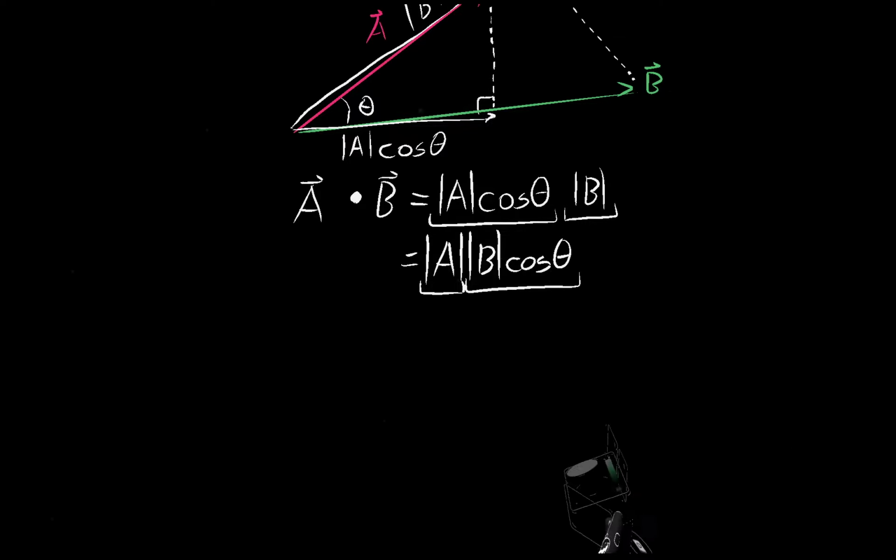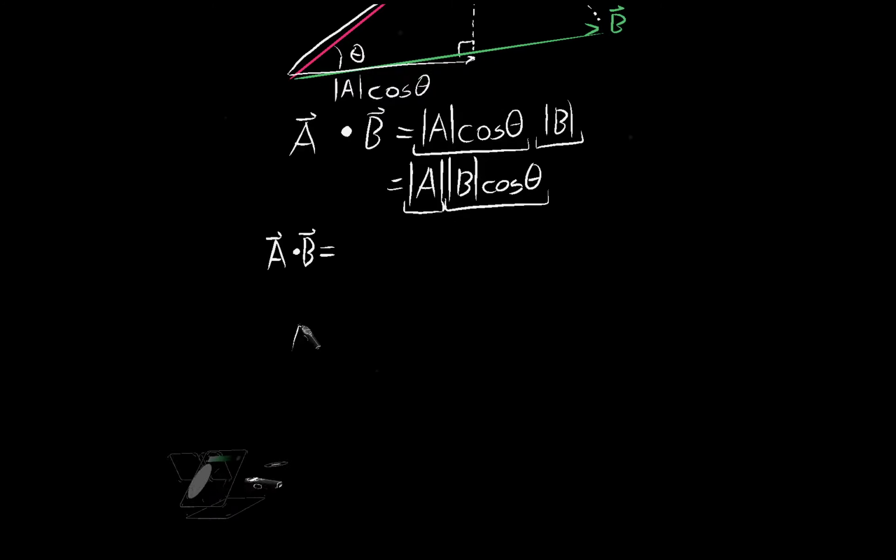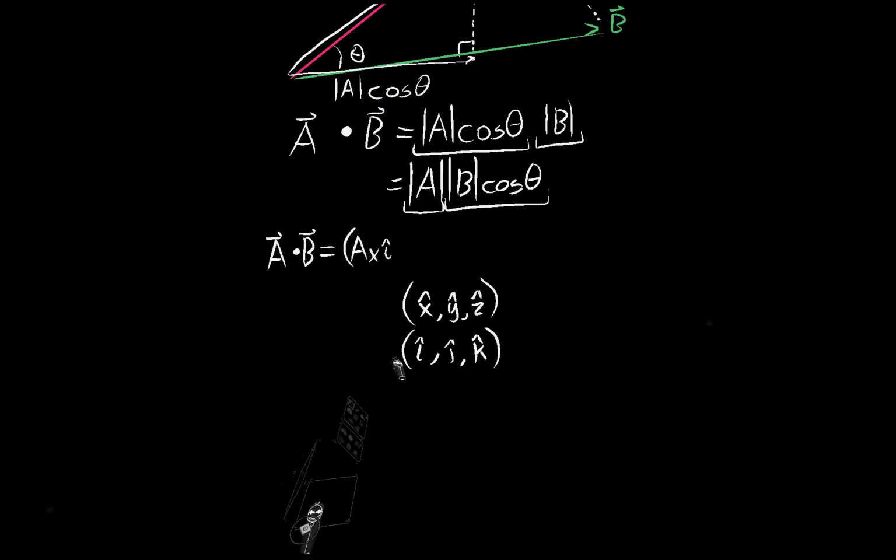So we could perform the scalar product in component form, using components of a vector. So A dot B is equal to A x. I could write x hat. I'm going to write I hat just to give you some variation. X hat, y hat, z hat is sometimes used, and I hat, j hat, k hat is sometimes used as well. They're synonymous. So I'm going to go with I, j, k this time.